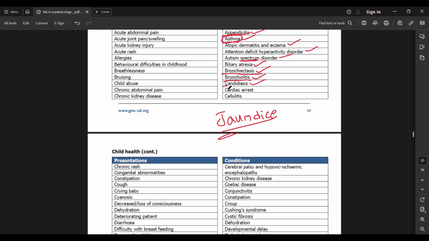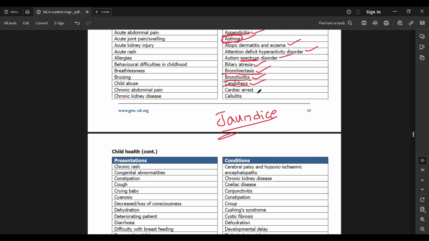Next, you have candidiasis. This usually shows up with the asthma scenarios where a patient is taking a steroid inhaler and they have oral thrush. So you need to advise the parent on oral hygiene, right? Rinsing their mouth when they're using steroid inhalers, right?